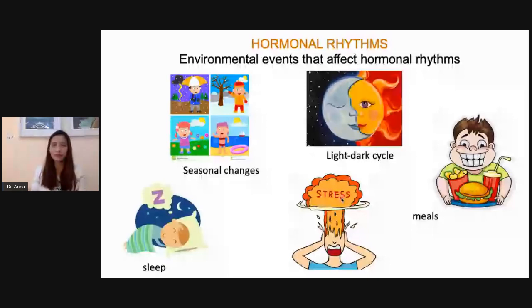Stress is another important factor that affects your hormonal levels, most particularly your hypothalamic-pituitary-adrenal axis. But not only that, other hormonal systems in the body are also markedly affected by stress. So stress is not just all in the mind. Stress can have a lot of physical manifestations that are usually mediated by your hormonal systems.